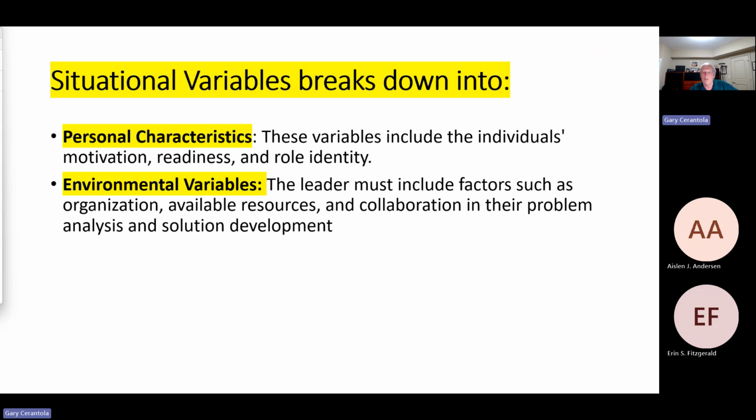But situational variables break down into, again, you can see this is highlighted, personal characteristics, the people, the followers. These variables include individuals' motivation, readiness, and role identity. And role identity, again, is tied into culture, right?